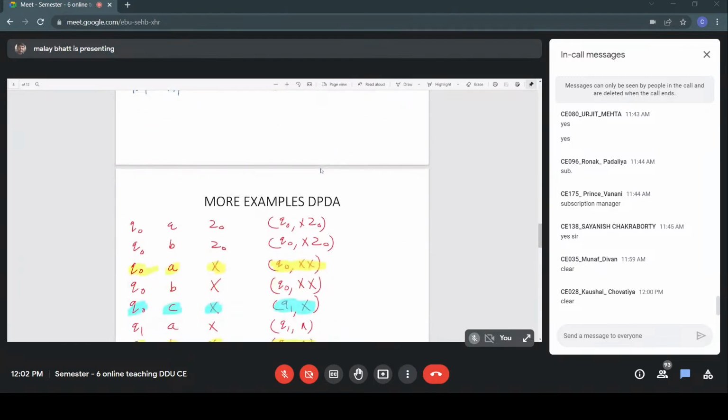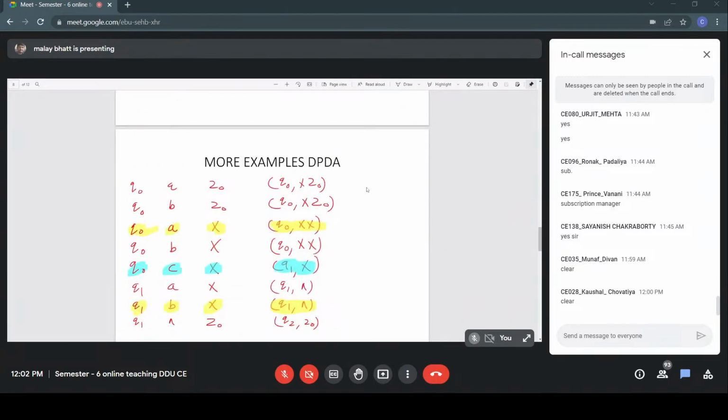So now, to achieve that goal, we write Q0 A Z0. When the input is A, Q0 is your initial state, and we push X on the stack. Now you can see that we don't know whether it was A or B. Similarly, Q0 B Z0: if the first symbol is B, we convert that also into X, because we don't want to match A and B at any place.